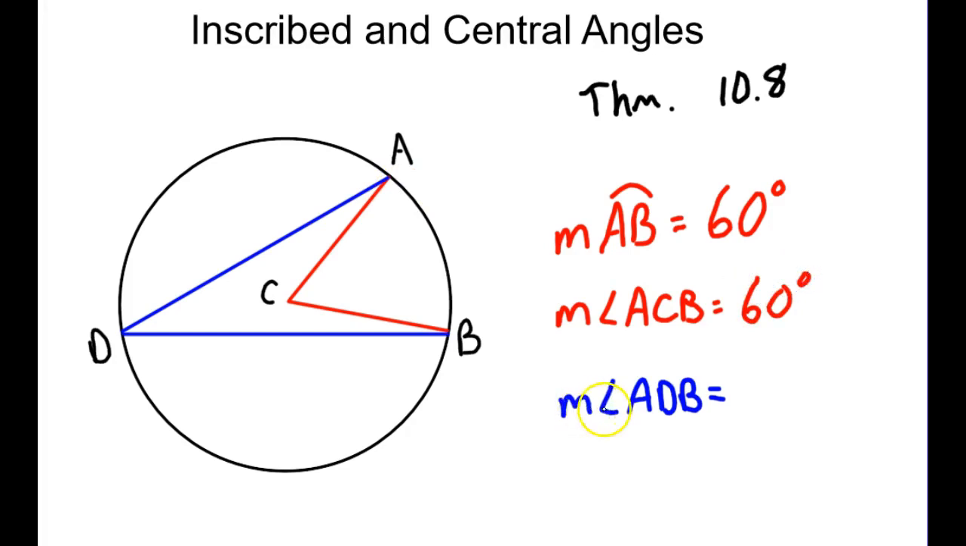Now if we're trying to find the measure of angle ADB, this is an inscribed angle because the vertex lies on the circle itself. So the measure of this angle is going to be half of the arc it intercepts. So half of 60 degrees is going to be 30 degrees. So the central angle is congruent to the arc it intercepts. The inscribed angle is half of the measure of the arc it intercepts.